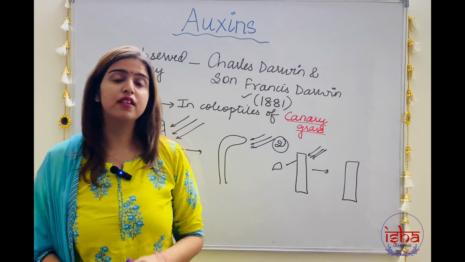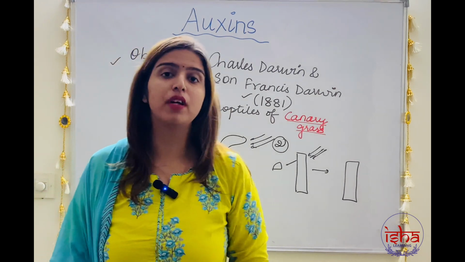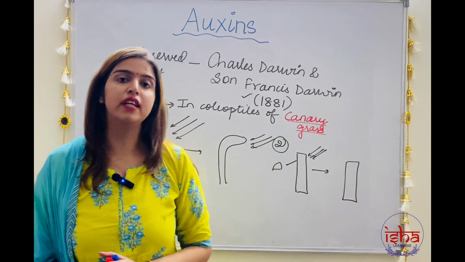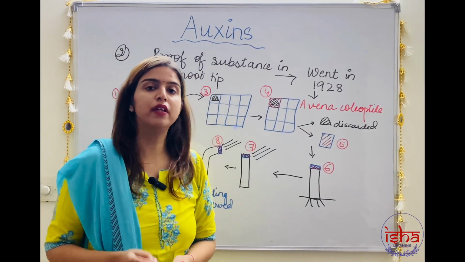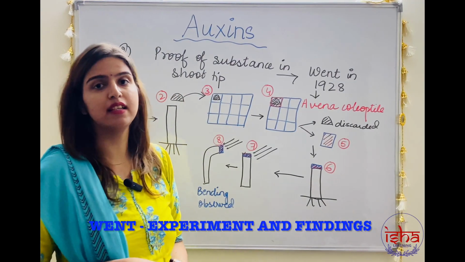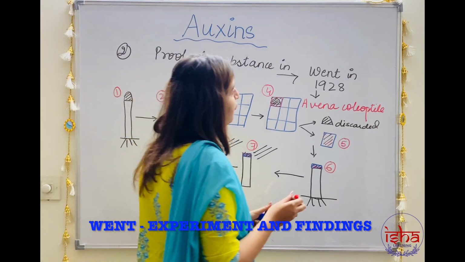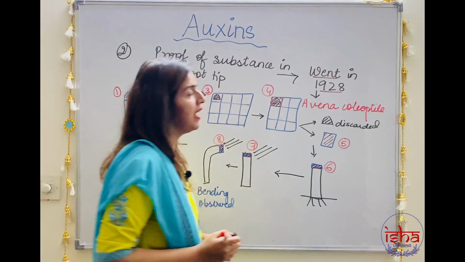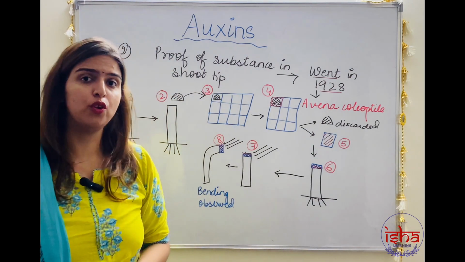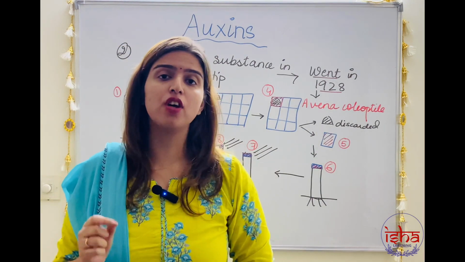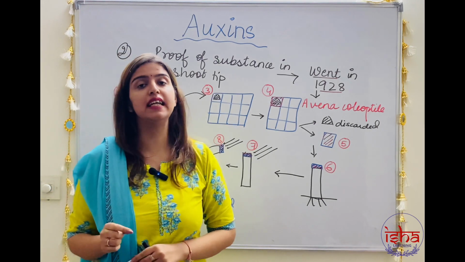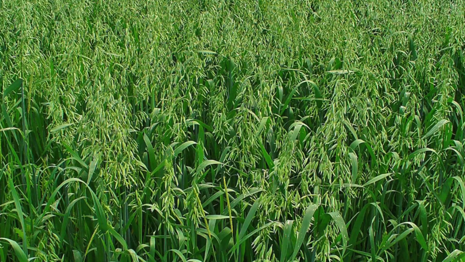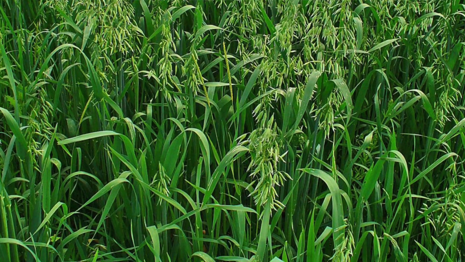Another experiment that gave the proof of this chemical was performed by a scientist known as Wendt. Let's look at what he did. Now let's talk about the experiment performed by the scientist by the name of Wendt. It was performed in the year 1928 and he studied the Avena coleoptiles. Please remember that Charles and Francis Darwin studied the canary grass coleoptiles. He, as in Wendt, studied the Avena coleoptile.